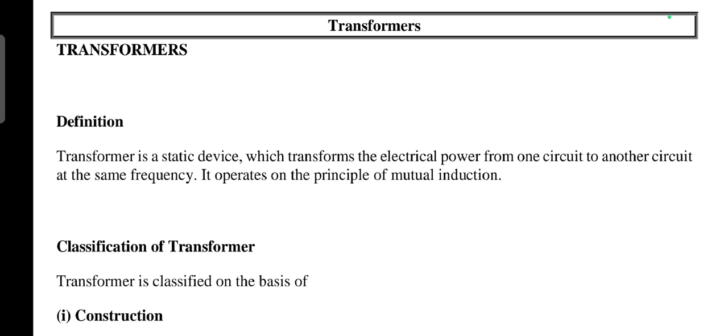First of all, a transformer is a static device. A transformer is a static device which is used to transfer electrical power from one circuit to another circuit without any deviation in the frequency. So at the same frequency, a transformer is able to transfer electric power from one circuit to another circuit. It basically operates on the principle of mutual inductance. The principle behind the transformer is the generation of electromotive force, which is none other than mutual inductance.